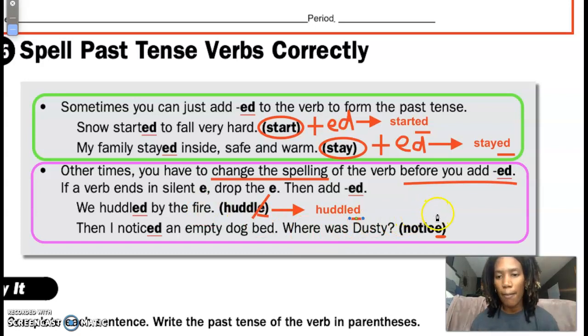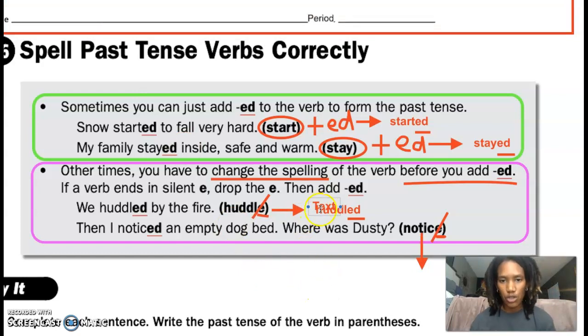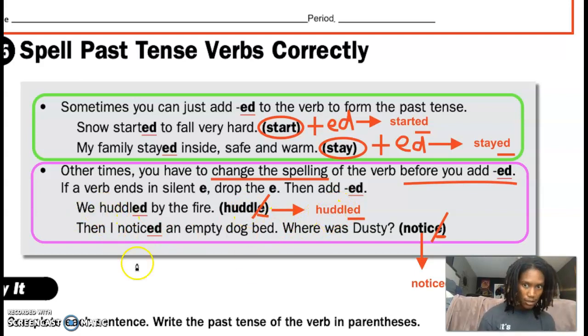Now the next one, my verb is notice, right? And notice has a silent E. So what we're going to do is we're going to take that E, we're going to cross it out, and we are going to change it to noticed. So we took off our E, and then we're adding ed. So huddle turns into huddled, and then notice turns into noticed, okay?